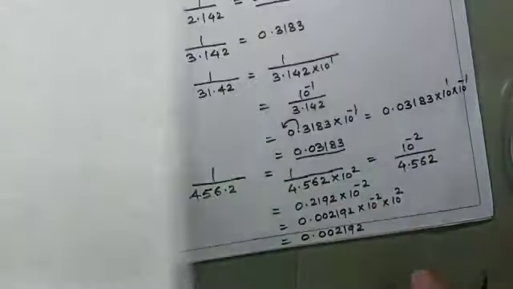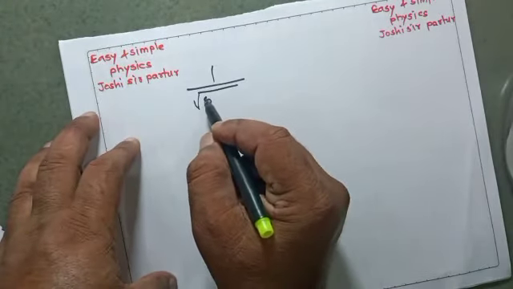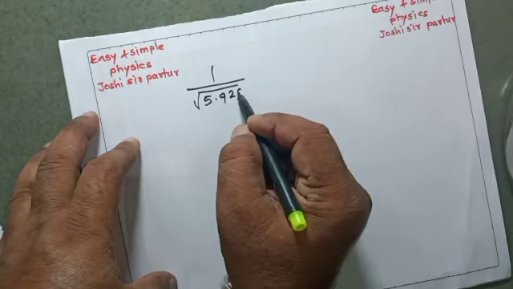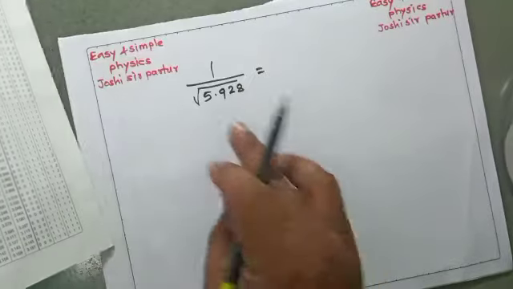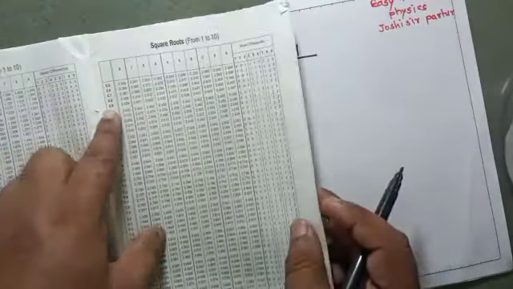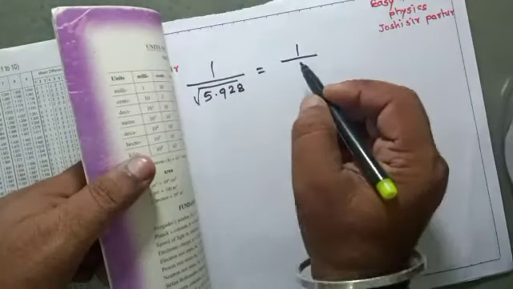Suppose the example is given like a square root of 5.928. How can the reciprocal be seen? First of all, we find the square root. So the square root of 4 figures from 1 to 10. Okay, it is 1 upon 5.9. So 5.9 in 2, it is 2.433. In 8, it is 2. That is 2.435.